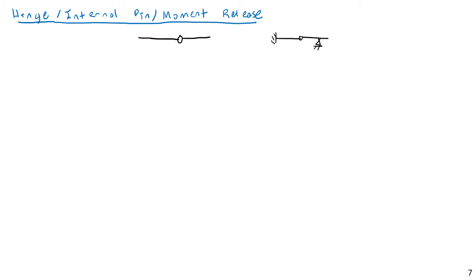Now, if you're doing method of sections, this isn't too bad, but if you're using a method of inspection, you really have to know how a hinge or an internal pin or moment release works. These are not different things, these are just different names for the same thing. Principles to apply. What happens here?